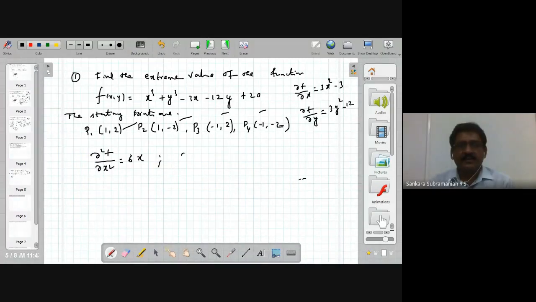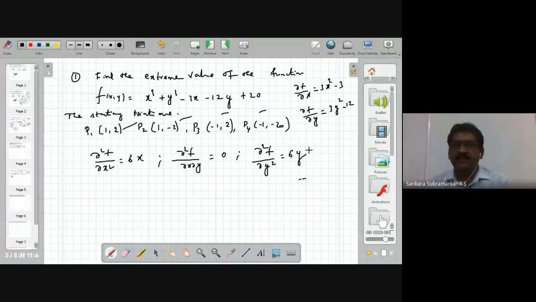Next, ∂²f/∂x∂y, which means this is fxy. How to find fxy? Go to fx, differentiate with respect to y. You get 0. Then find ∂²f/∂y², this is fyy actually. How to find fyy? Go to fy, differentiate with respect to y. You get 6y.